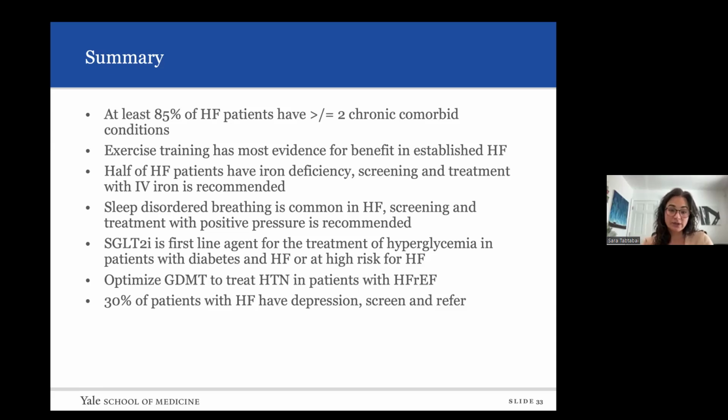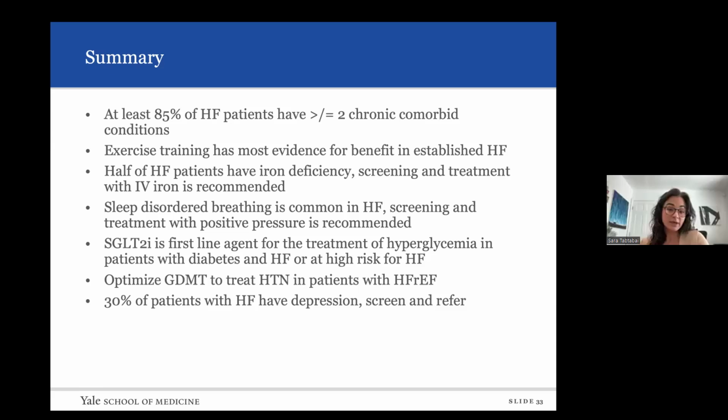Think about SGLT2 inhibitors as your first line agent for the treatment of hyperglycemia in patients with diabetes and heart failure, or patients with diabetes that have a risk of developing heart failure, which I would argue are probably most of them. And then optimize guideline-directed medical therapy to treat hypertension in patients with HFrEF. There's no clear blood pressure goal there that's been established. Get it as low as tolerated essentially is how I go about that, and utilize that ability to optimize the dosages of the guideline-directed medical therapy agents.